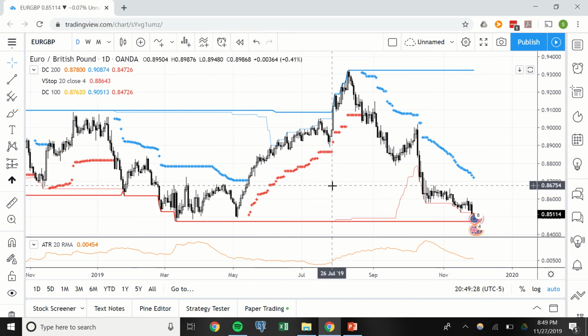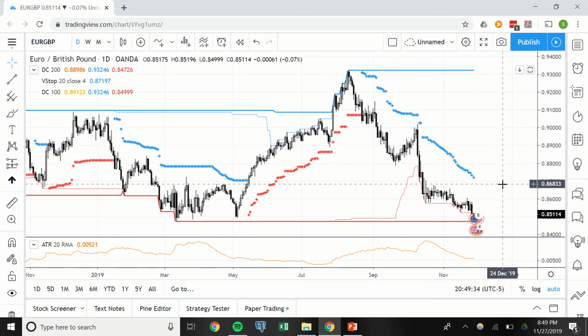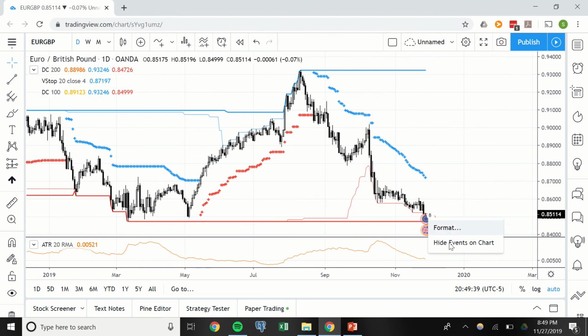This would have been a long position here. Your stop would have been right here. You would have gotten stopped out. Remove these. This is getting close to hitting a new 200-day low for the euro pound.